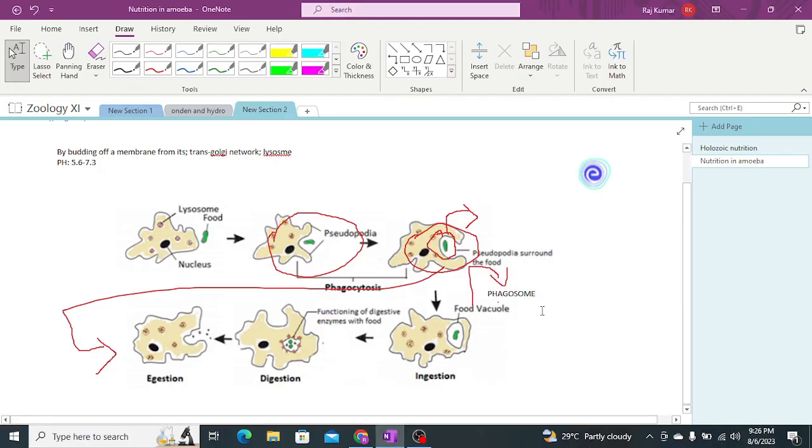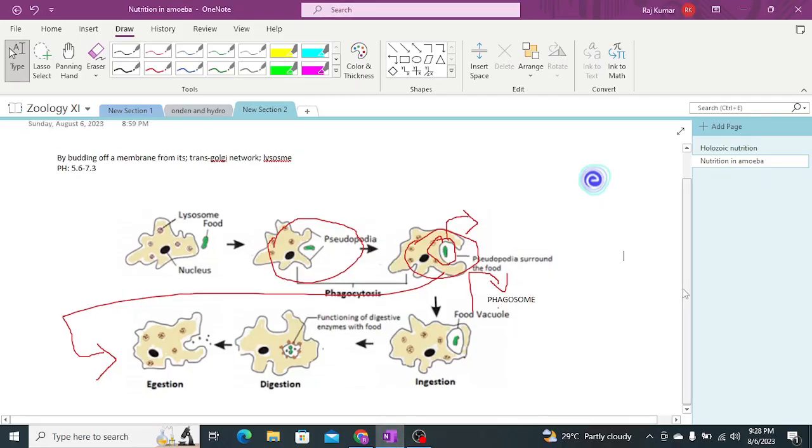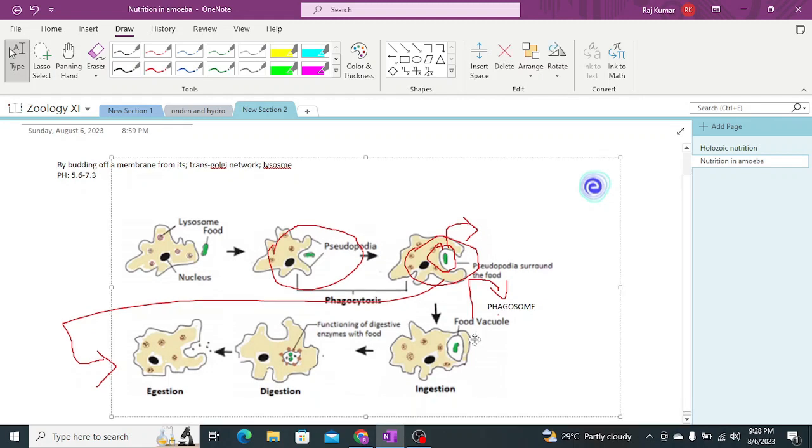So this food vacuole is known as the phagosome. As we can see, after the formation of the phagosome, the food vacuole is carried towards the lysosome by the process of cyclosis.